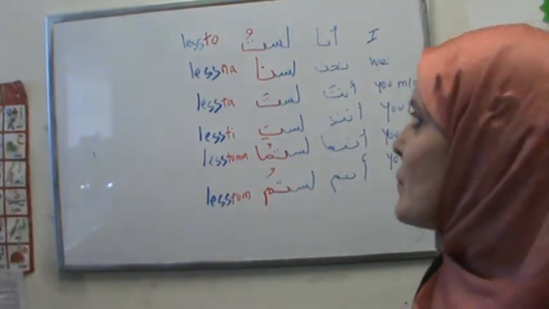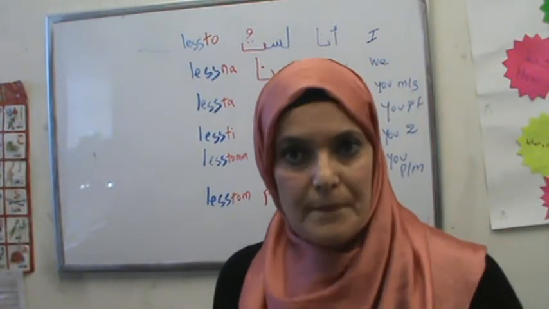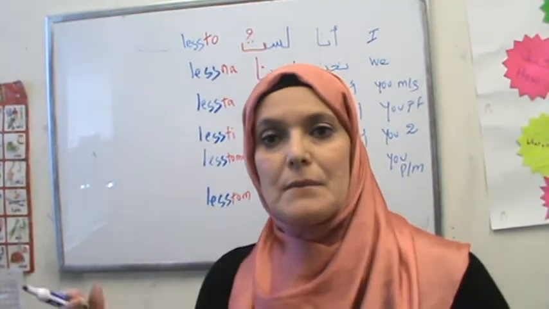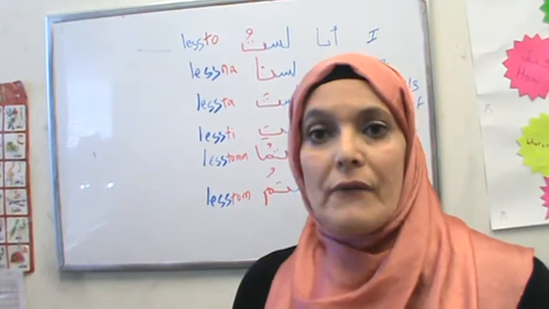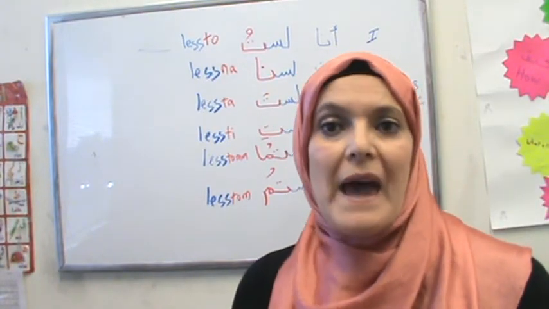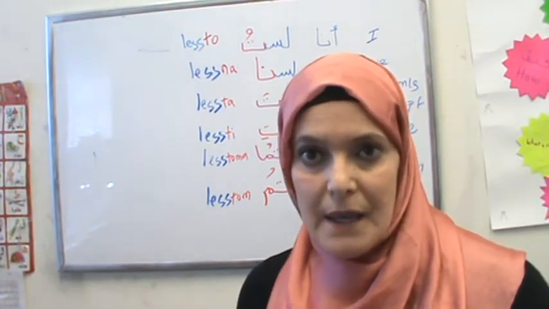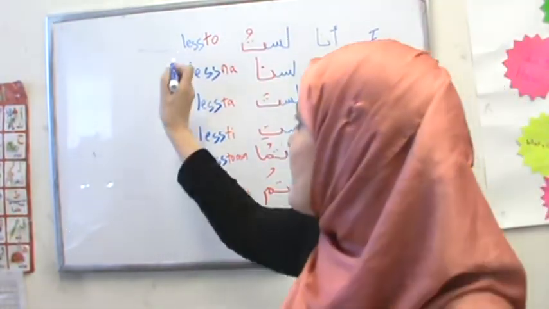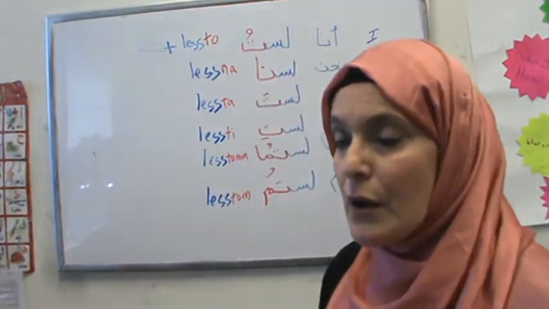And then you can put your adjective. Ana lestu mashghula. Anta lesta mashghul. Anti lesti mashghula. Ana lestu Francia, or ana lestu Hispania, or ana lestu marida. I am not sick. So we do all these, and then we add my noun or adjective here.